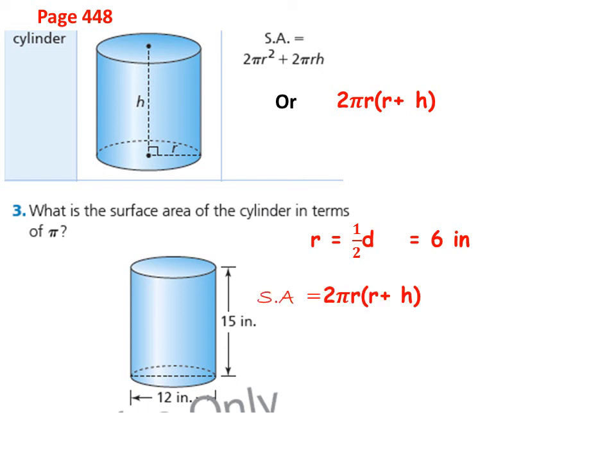Write the formula now. Surface area equals 2 pi r multiplied by r plus h. Now substitute. Instead of r, write 6, and instead of h, write 15. So the answer is 2 pi multiplied by 6 plus 15. Now, evaluate this expression. The answer is 252 pi square inches.